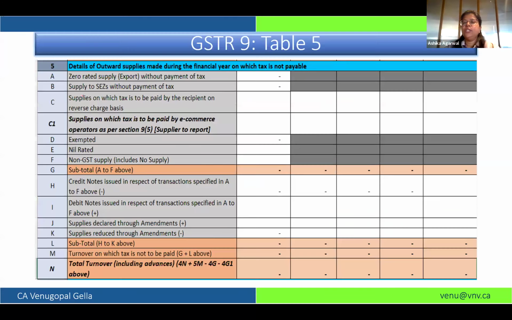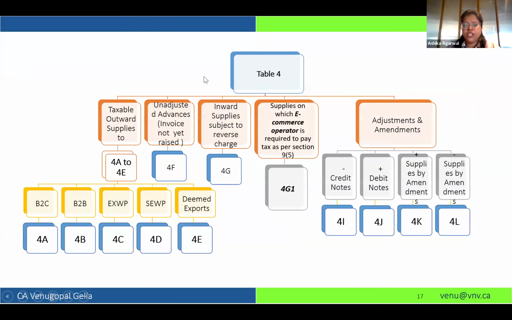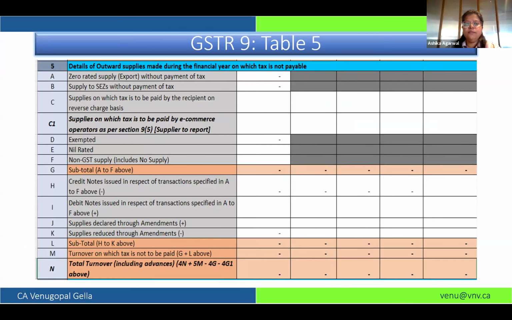Now that we have understood table 4, let us move to table 5. This is also an outward supply disclosure, but on this we are not paying tax. Like first, 5A, zero rated without payment of tax. Like with payment, we just saw it is covered in 4C. Without payment is covered in 5A. Again, SEZ supply without payment will be 5B.